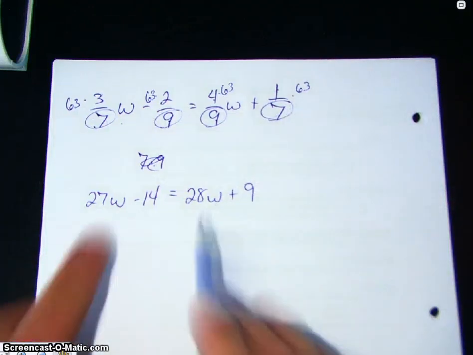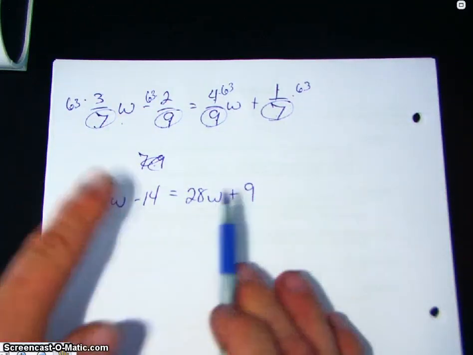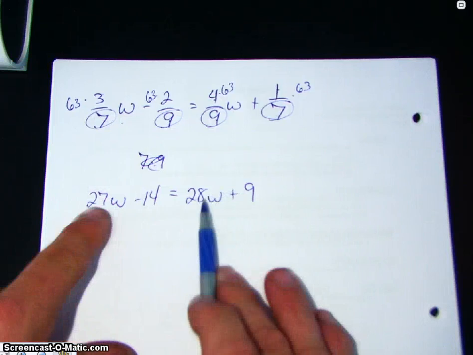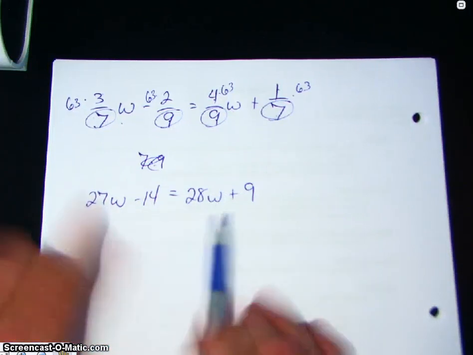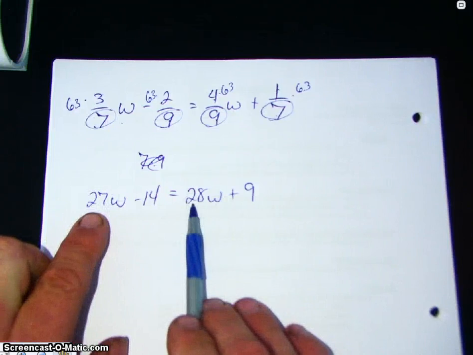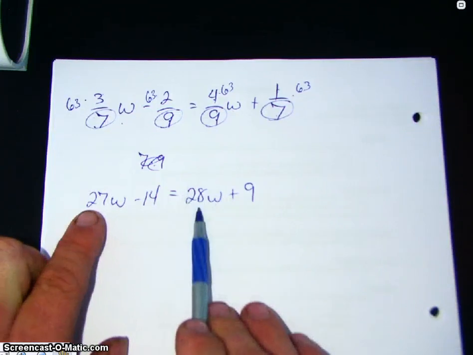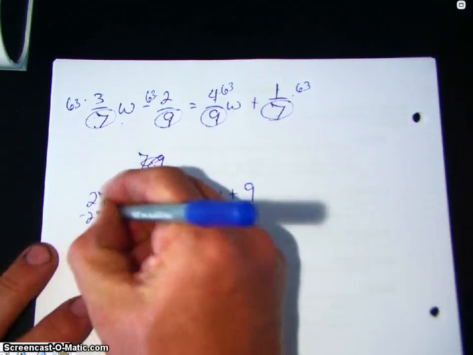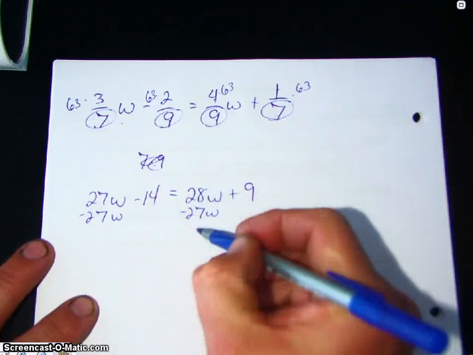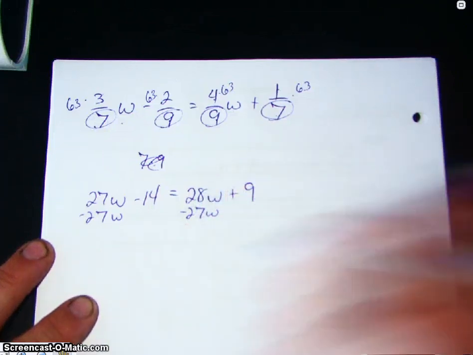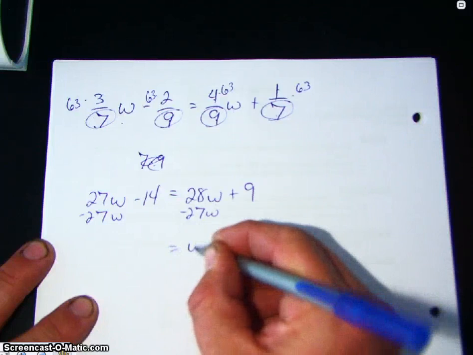Now you notice I've got variables on both sides. So I've got to bring one of these, either 28w this way or 27w onto the other side. Since they're both positive, and 28 is bigger than 27, I'm going to subtract the 27w, because that gives me a positive 1. 28 minus 27 is a positive 1, so it'll be 1w or just w.